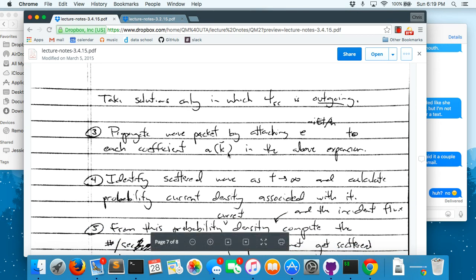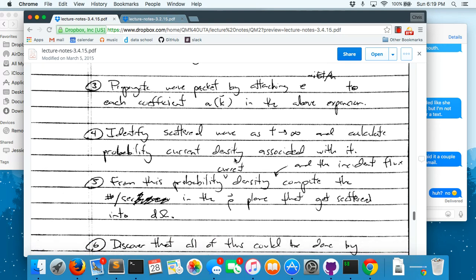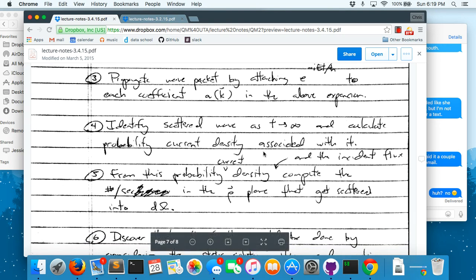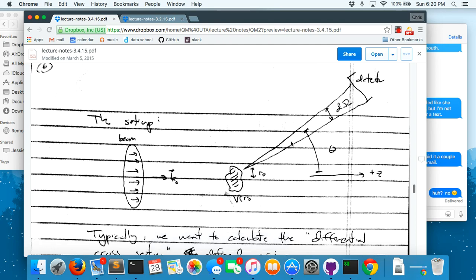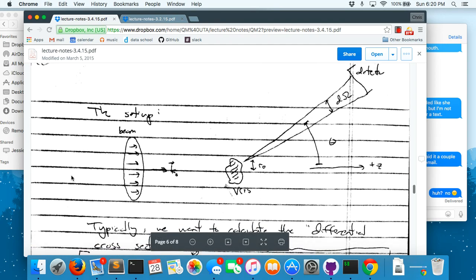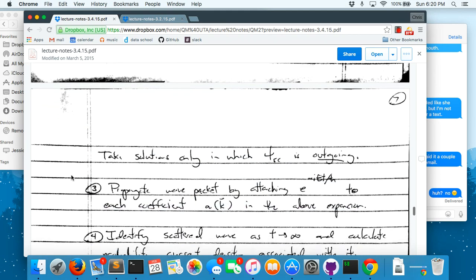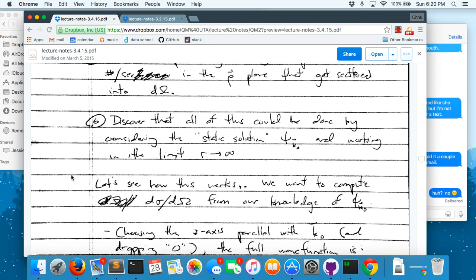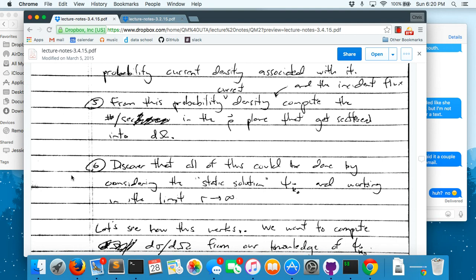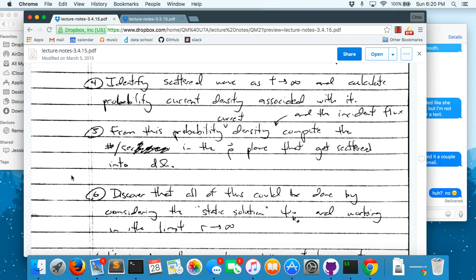Once we have those solutions, we'll propagate the wave packets by including the normal time evolution. Then we'll identify the scattered wave as t goes to infinity. This goes back to that picture we've talked about several times, where the scattering potential is so small compared to the dimensions of our experiment that we can set the initial time to minus infinity and the final time to plus infinity, and likewise treat the dimensions as being out at plus or minus infinity.